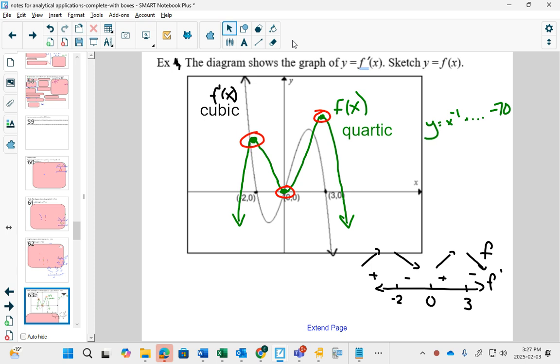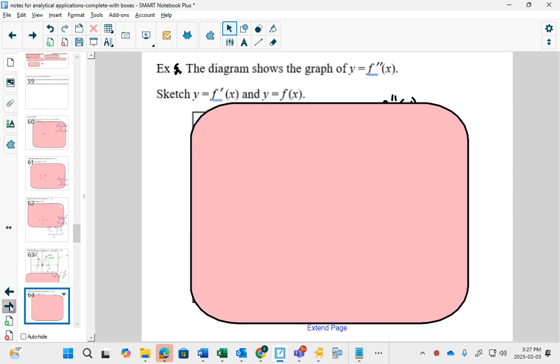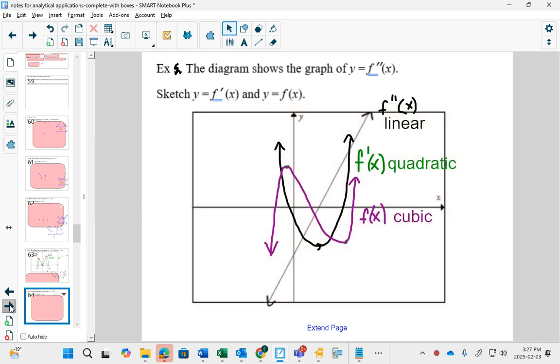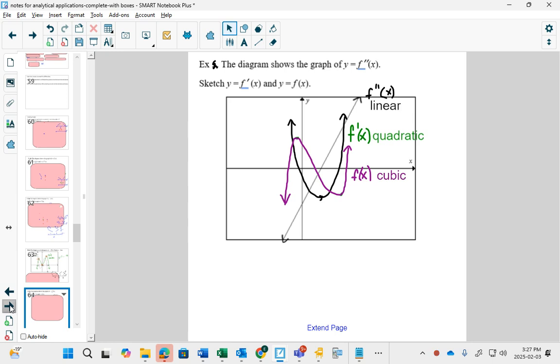And same thing with our last one for today. Now we have the second derivative. And we want to work backwards and find our first derivative and our regular one. So if we look at this and we start with our number line for our second derivative, it will tell us stuff about our first derivative and the original function. Move this down.